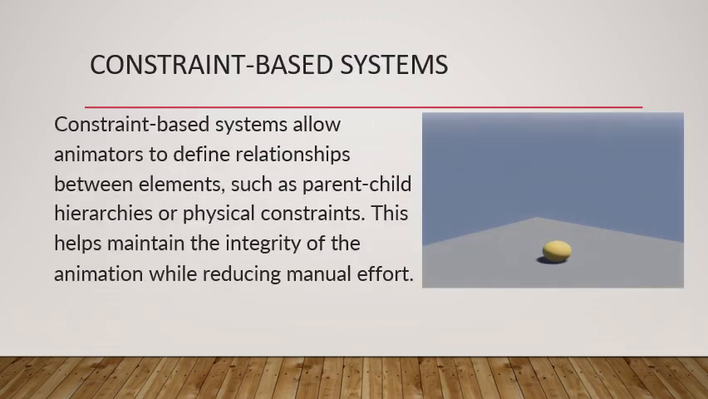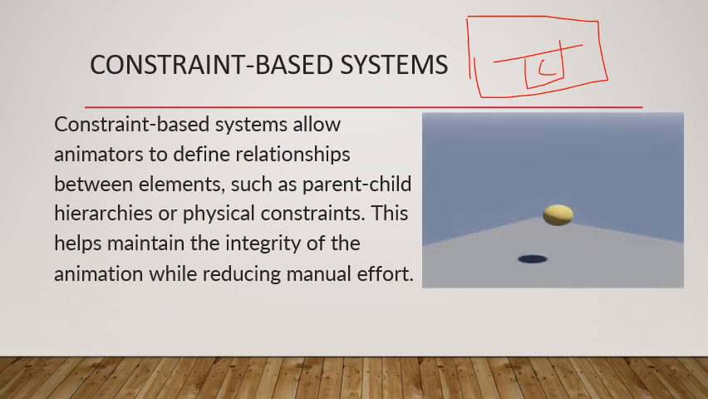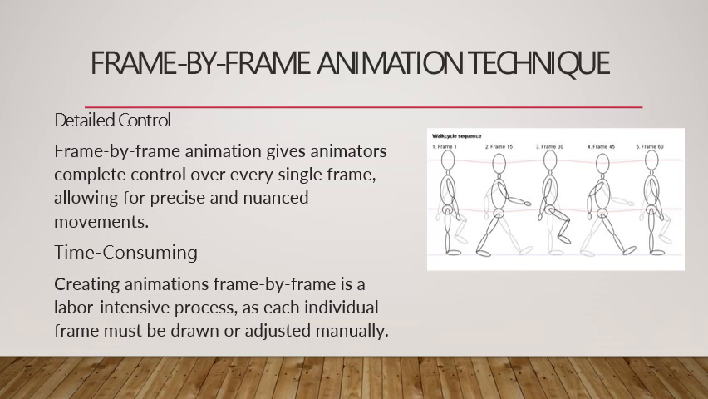Now the third type is the constraint based. In constraint based, we can provide some conditions. Consider a game in which if the ball falls in this hole, then the game will end. This type of animation is called constraint based animation. Constraint based animation systems allow animators to define relationships between elements such as parent child hierarchies or physical constraints.